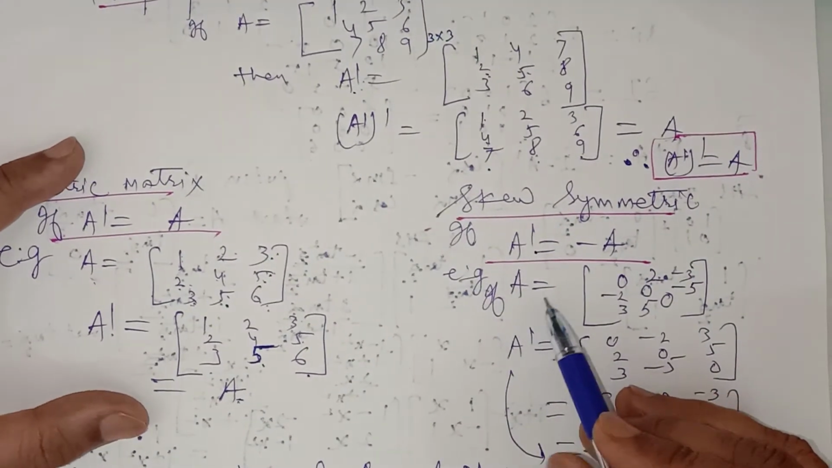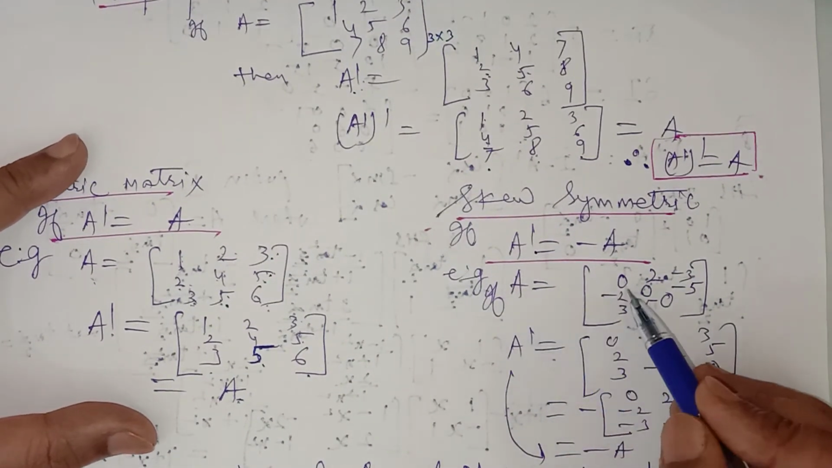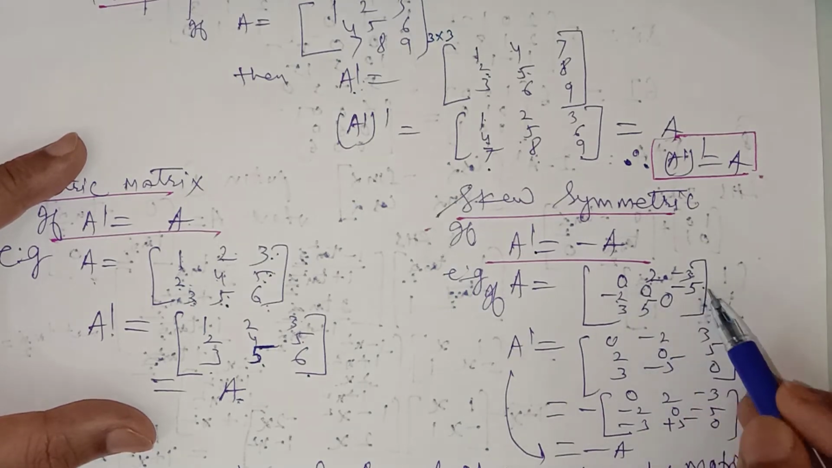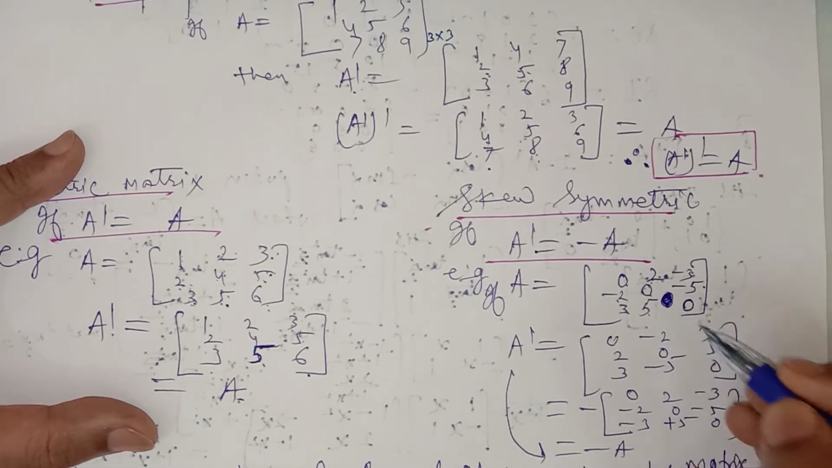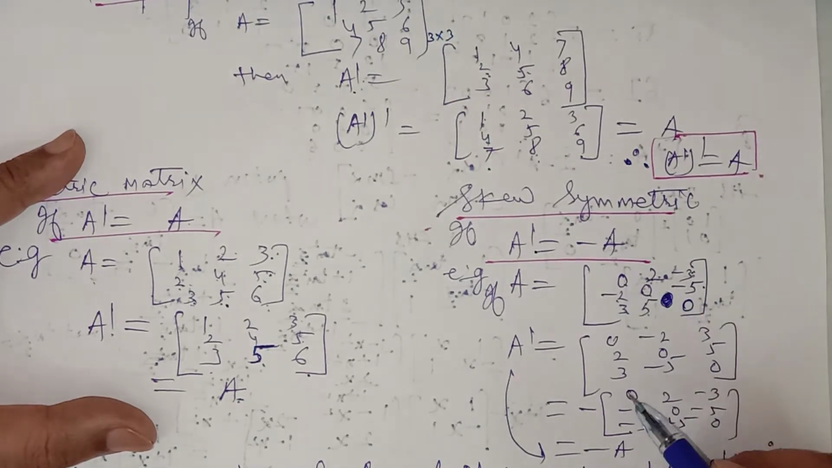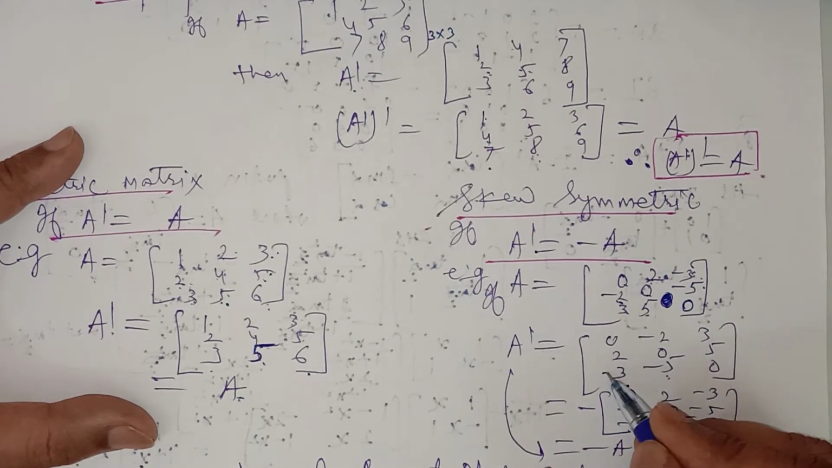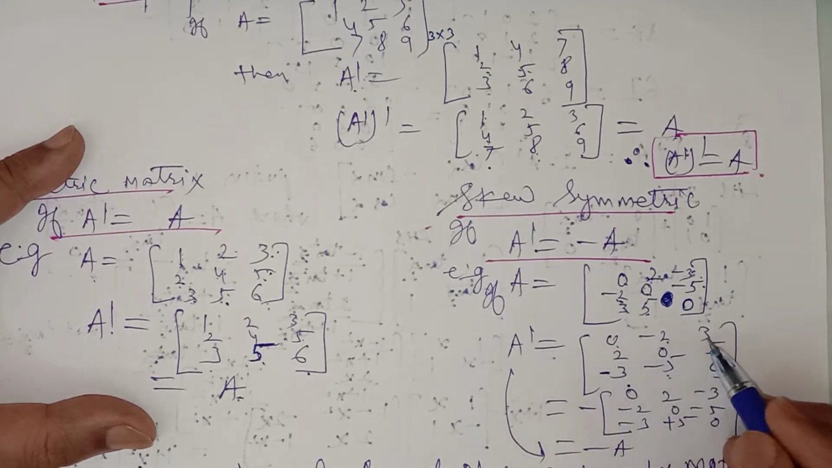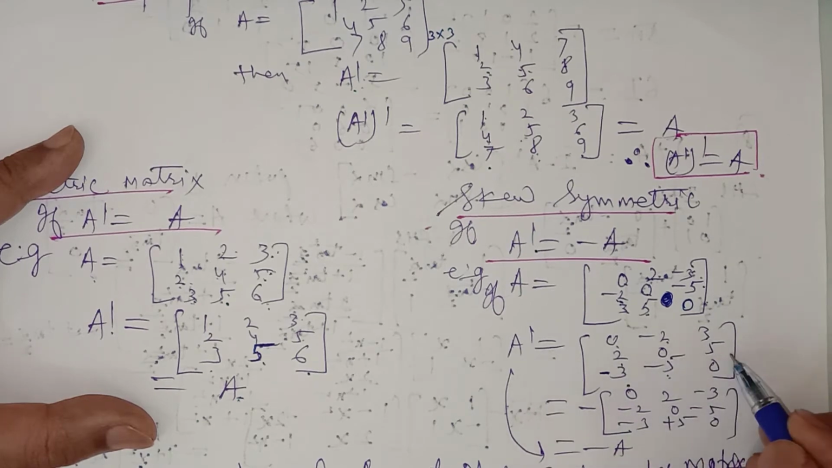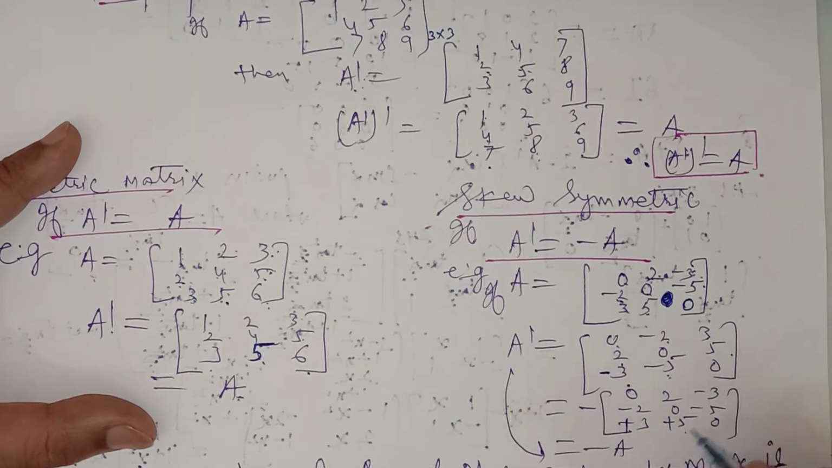Now take an example of a skew symmetric matrix. I have taken 0, 2, minus 3, minus 2, 0, minus 5, 3, 5, 0. Now if I transpose it, 0, 2, minus 3 will become the first column, minus 2, 0, minus 5 will become the second column, and 3, 5, 0 will become the third column. Now take minus common in it. So it will become minus of 0, 2, minus 3, minus 2, 0, minus 5, 3, 5, 0, which is equal to minus A.